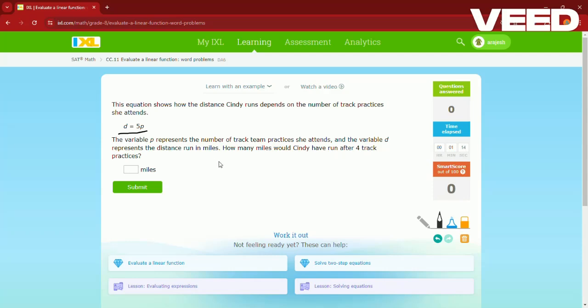So all we have to do is just plug in values. So D is equal to 5 parentheses 4 because it's substitution, and that is equal to no other but 20. So in this scenario, we're going to put 20. So we're going to check if it's correct or erroneous.